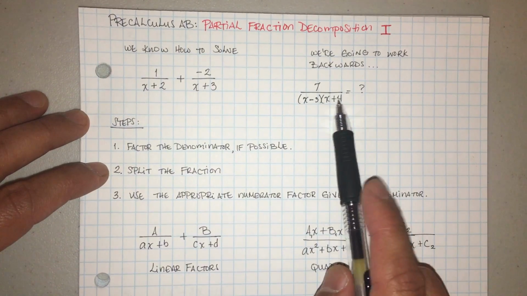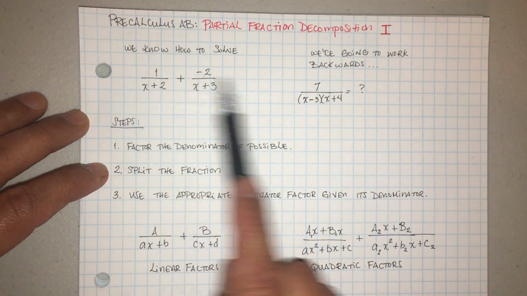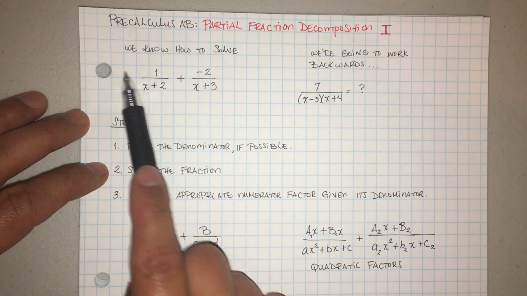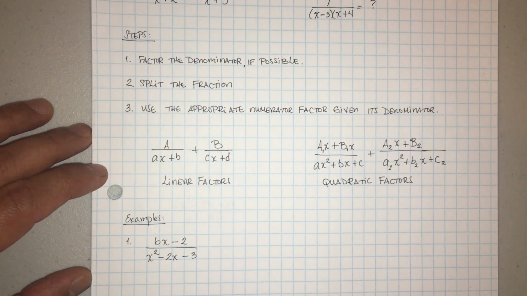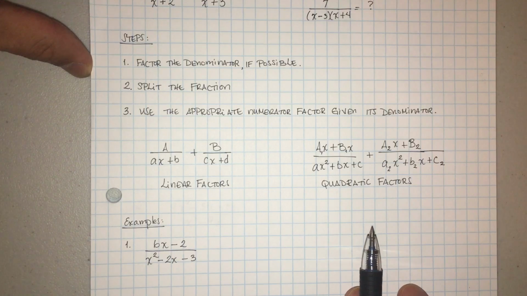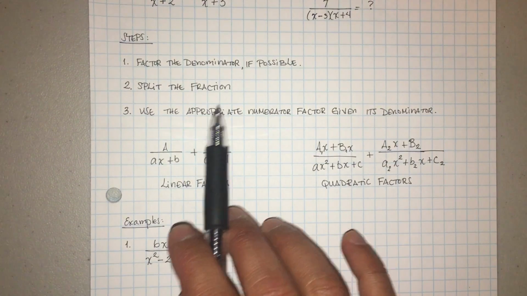Well, now what we're going to do is they're going to give us this, and we're going to go back to this. Okay, so we're going to decompose this guy, and we're going to get these fractions, or these partial fractions. So the first thing we got to do is be able to factor the denominator if possible. There are some instances where you can't, and we'll talk about those later. But we're going to keep it nice and simple this time.